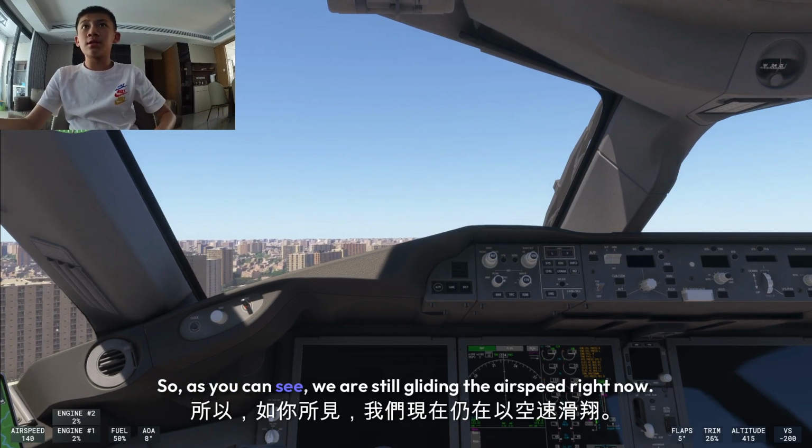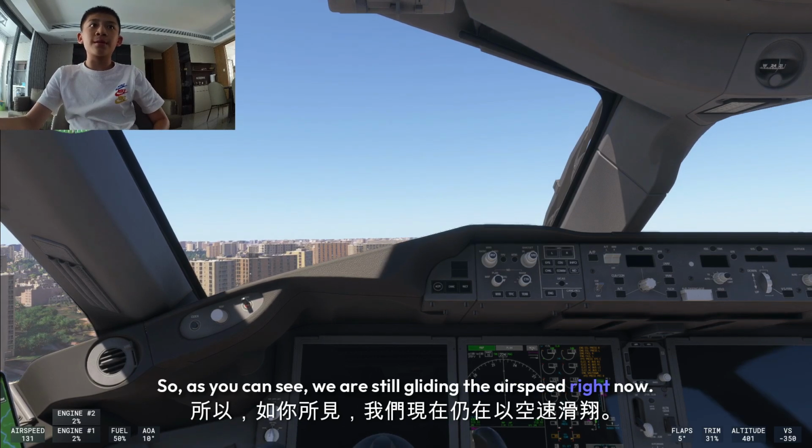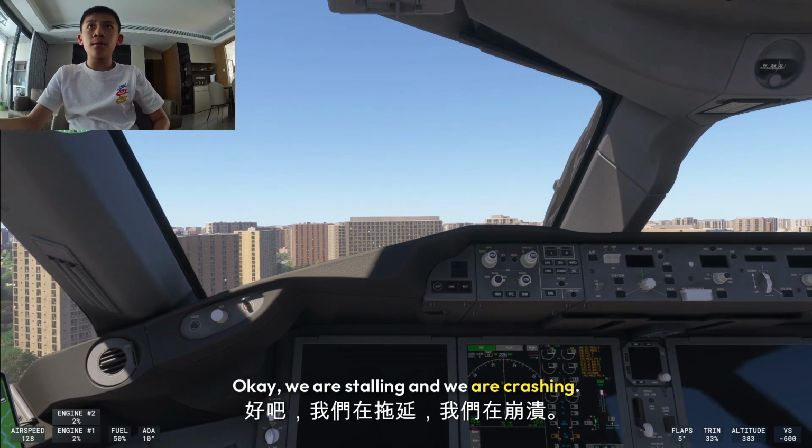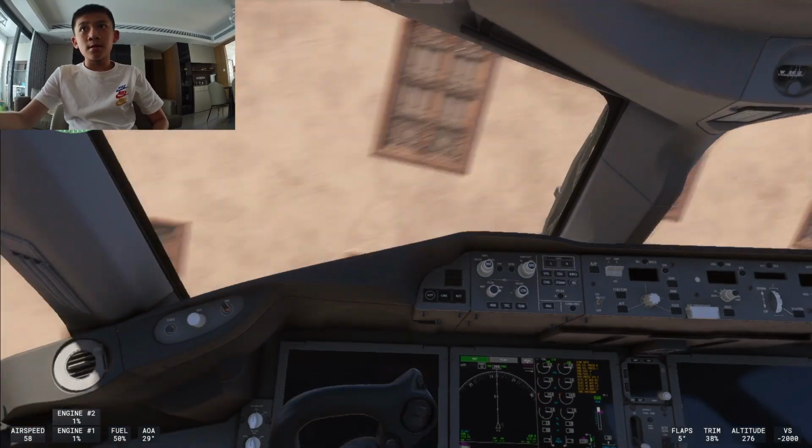So as you can see, we are still gliding. The airspeed right now, okay, we are stalling. And we are crashing.